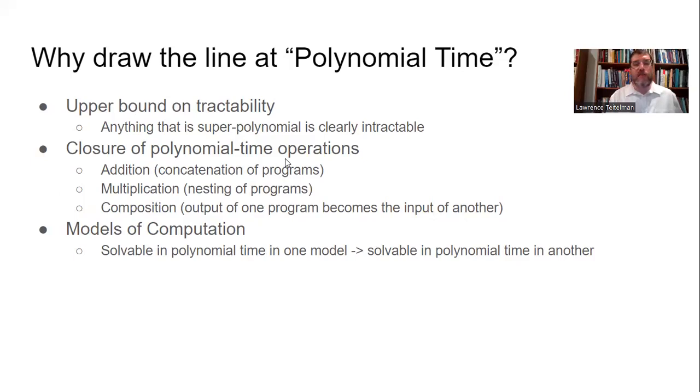I'm going to come back to that in a moment because that requires a little bit more explanation. And then models of computation, which means that if I can do it in polynomial time on one model, I can do it in polynomial time on another model, right? Let me give you an example of that.